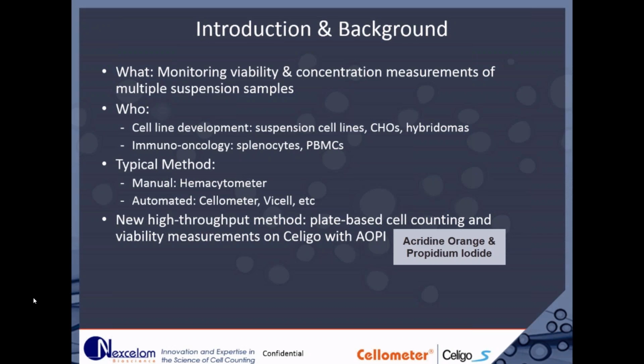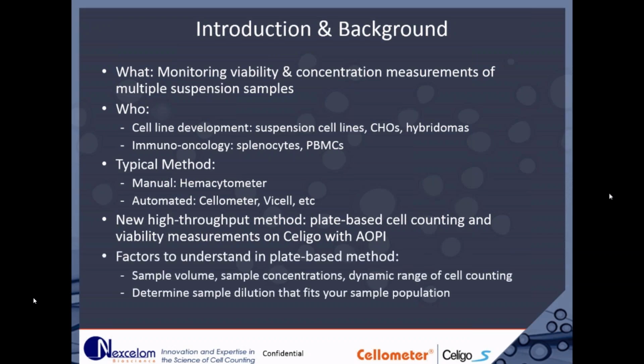This training session is going to educate you, when you have unknown samples of different concentrations, on what sample volume you want to add, and what sample concentrations are in the dynamic range where you can have confidence that you're going to get accurate counts out of the Celigo cell counting. So we have to determine that your sample sometimes has to be diluted, when it's super concentrated, into an appropriate range that is accurate for the Celigo to detect.